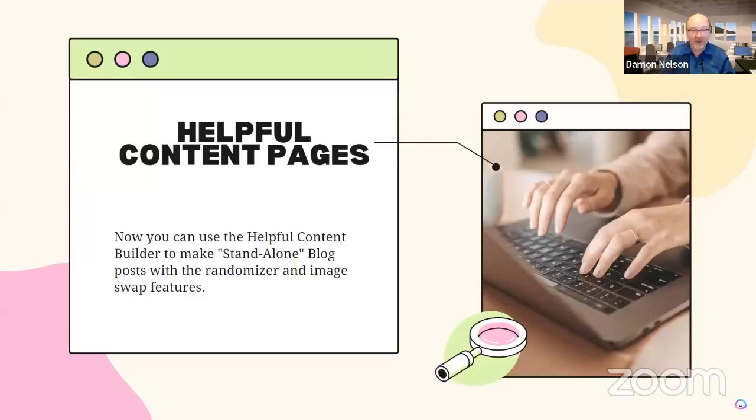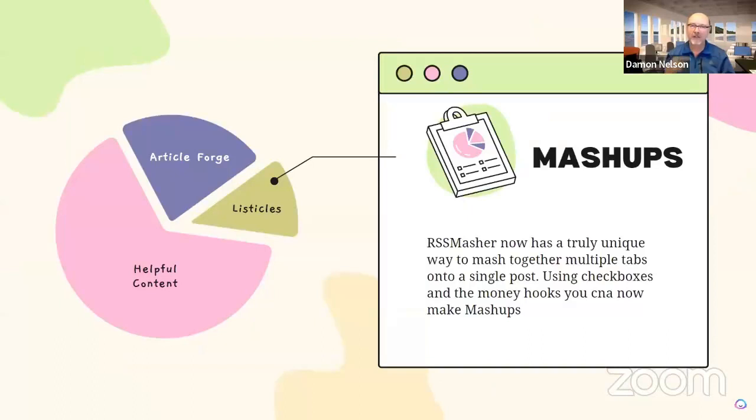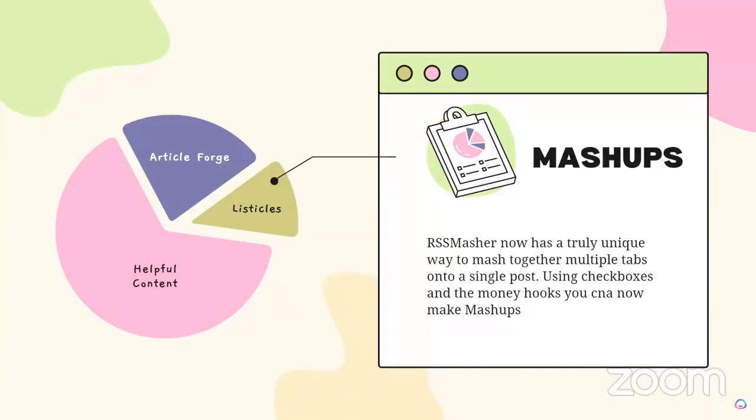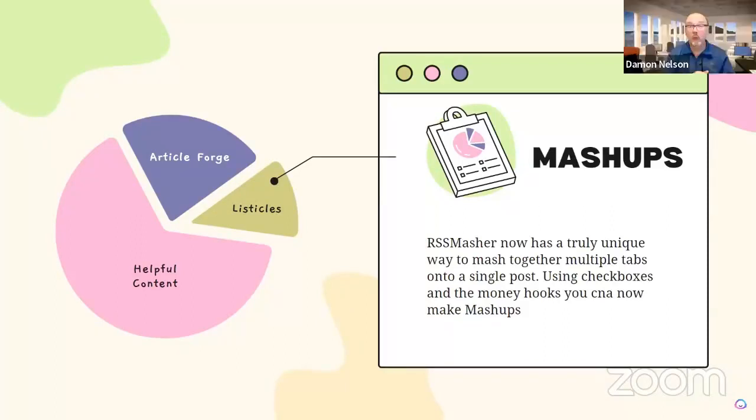Okay. Now the next feature is, what is Mashers? What is RSSMasher? Well, it's a mashup of RSS feeds. We've gone one step further. We have made it a complete mashup system for you. Okay. So what that means now is you can use different tabs to build a post. So you can have an RSS feed and you can have money hooks above or below the content as article forge, listicles, helpful content, and you can even do that with YouTube feed descriptions.